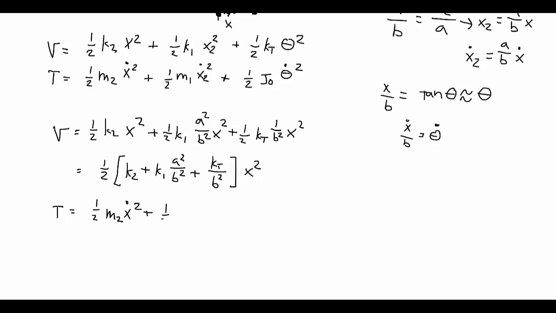Now my second term, 1/2 m1. The x2 dot I want to substitute out. I know from before x2 dot is a over b x dot. So again, I need to square that whole quantity. So I have an a squared over b squared x dot quantity squared. And then my last term, I have a 1/2 j naught theta dot squared. That is going to be 1 over b squared x dot squared.